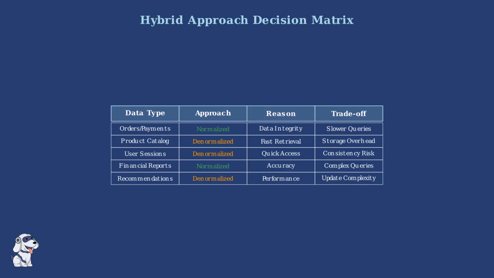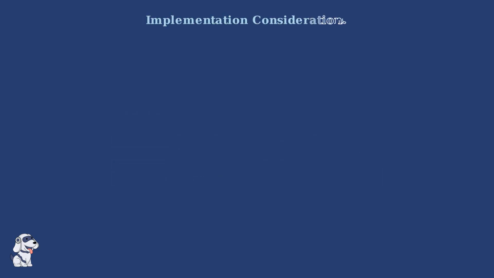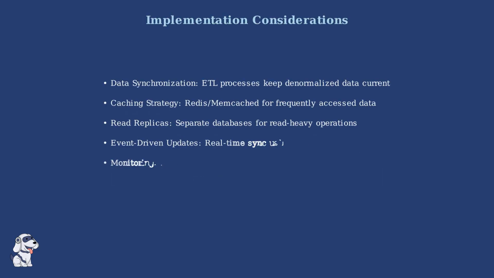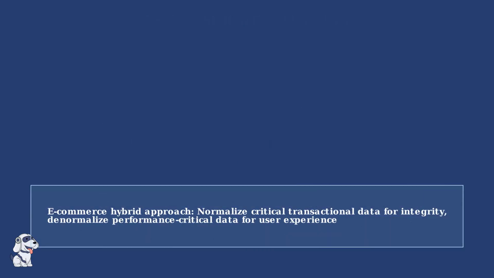needs with performance demands. Successful hybrid implementation requires careful consideration of data synchronization through ETL processes, strategic caching, read replicas for scaling, event-driven updates for real-time consistency, and comprehensive monitoring to ensure both performance and data integrity. The hybrid approach in e-commerce represents a strategic balance, using normalization where data integrity is paramount and denormalization where performance directly impacts user experience and business success.